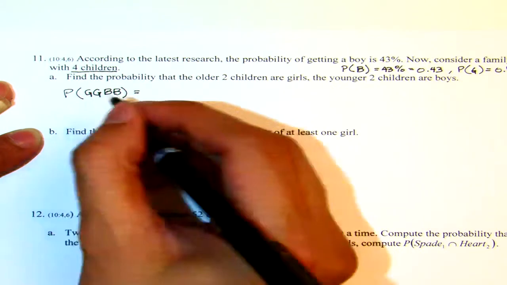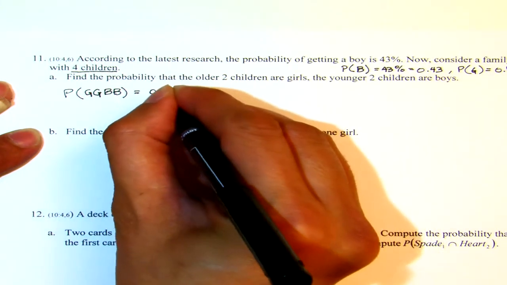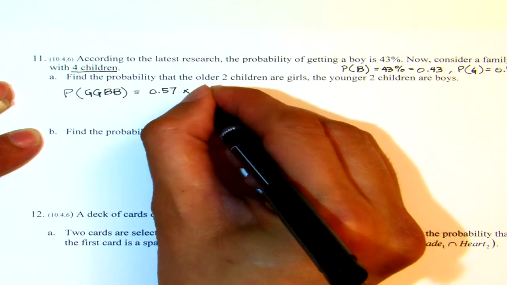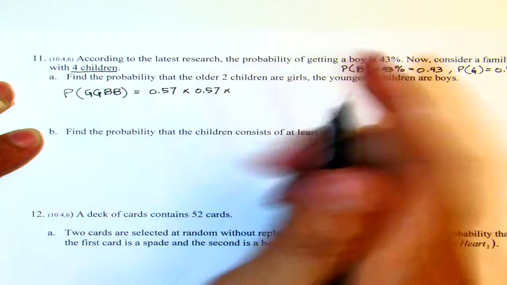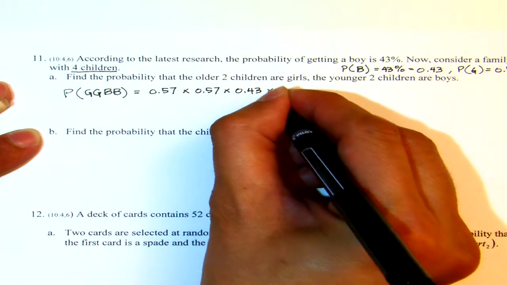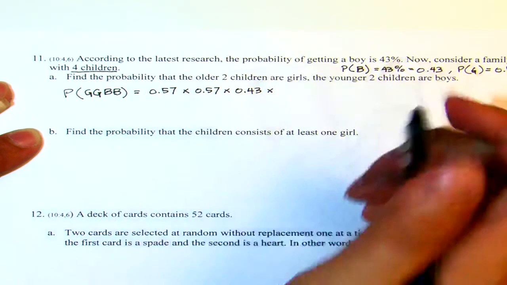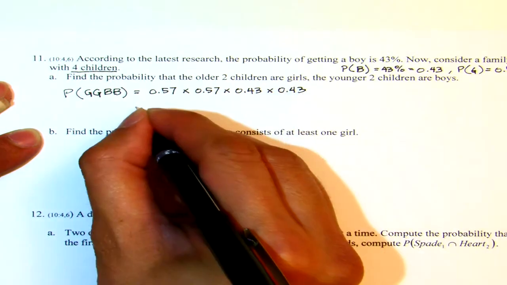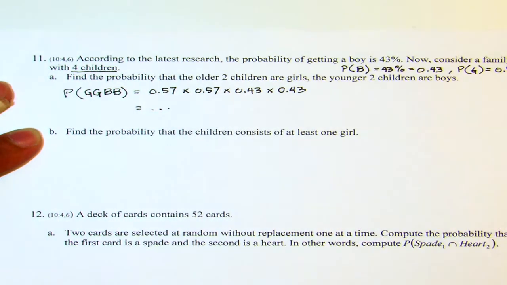So, the probability that the first one is a girl is 0.57. Then the probability that the second one is a girl, also 0.57. The probability that the third child is a boy is 0.43. And then the probability of the last one, the youngest child, is a boy, also 0.43. Okay, now from here you compute using your calculator to find the result.